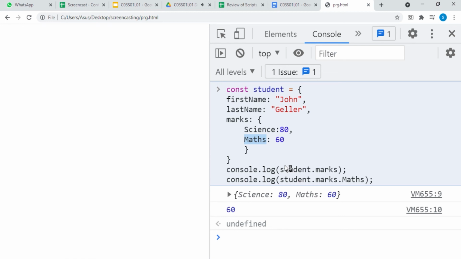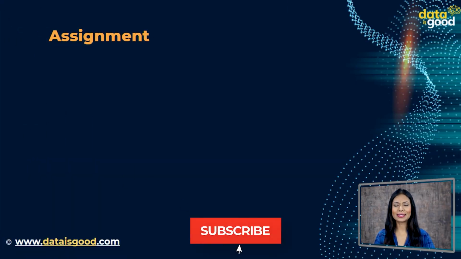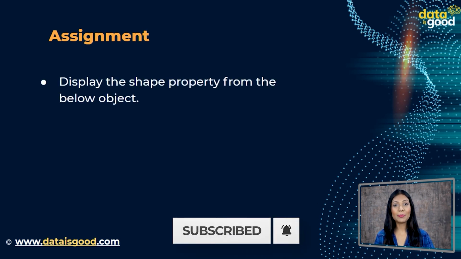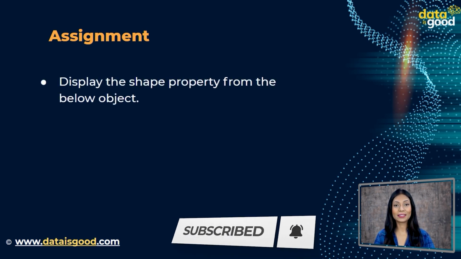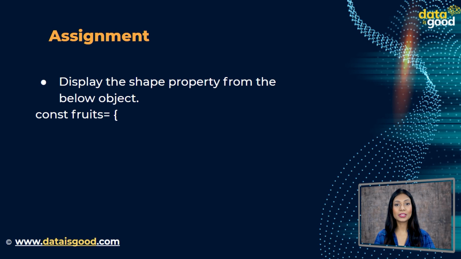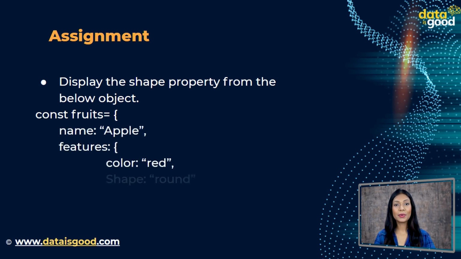So this is all you need to know in today's lecture. And now there is a small assignment for you. Display the shape property from the below object. Const fruits is equal to name apple, features color red, shape round.